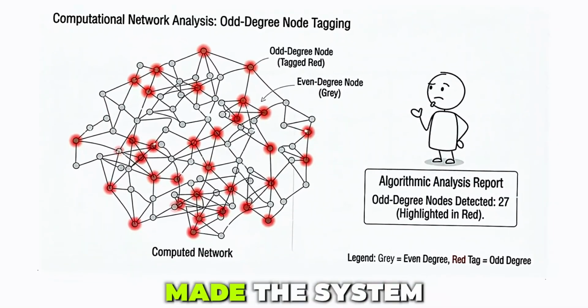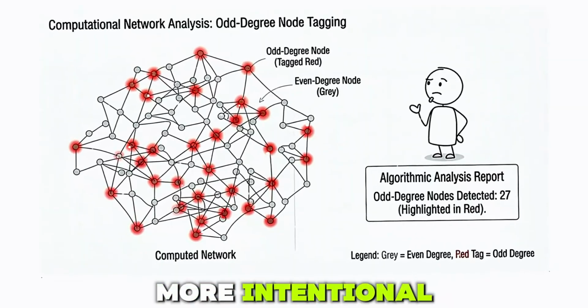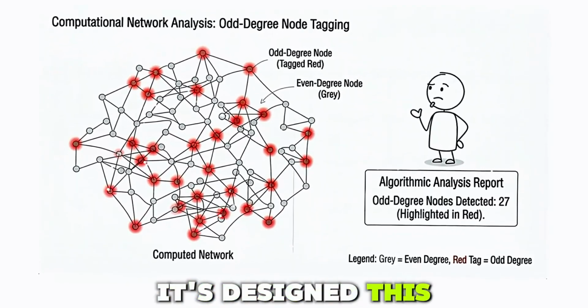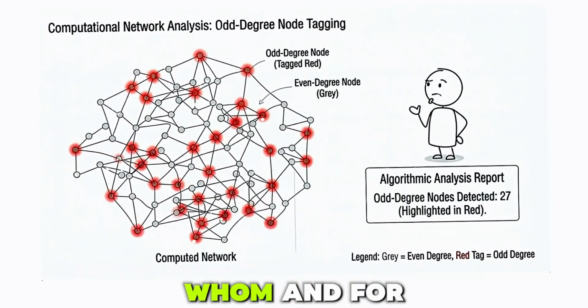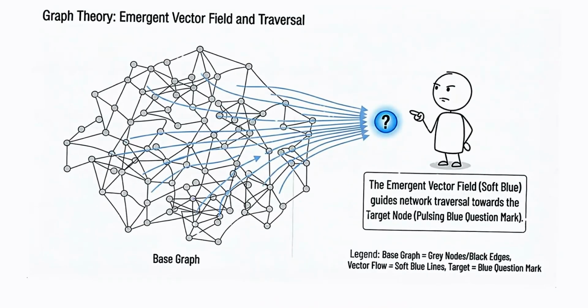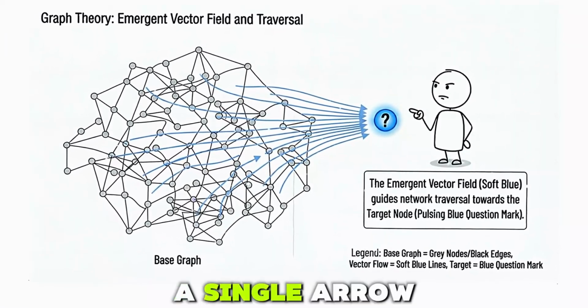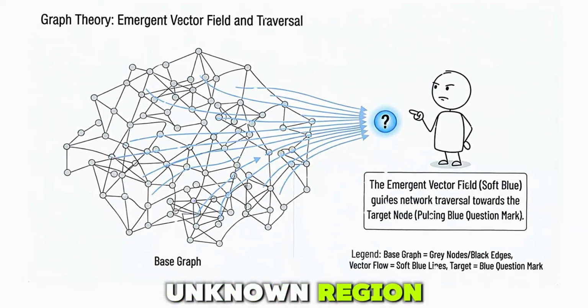Each new discovery made the system more broken, or more intentional. "This city isn't random," he said. "It's designed this way." But by whom, and for what purpose? At the center of the map, another symbol started to glow. A single arrow pointing toward an unknown region.